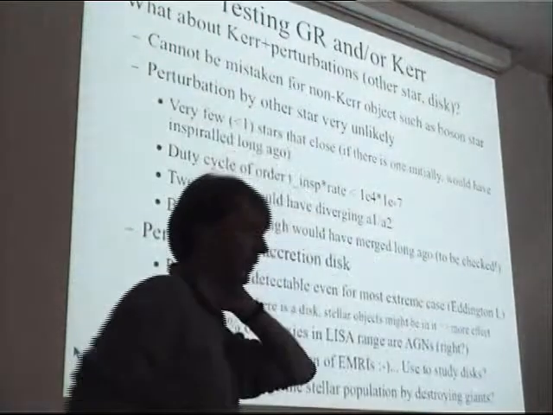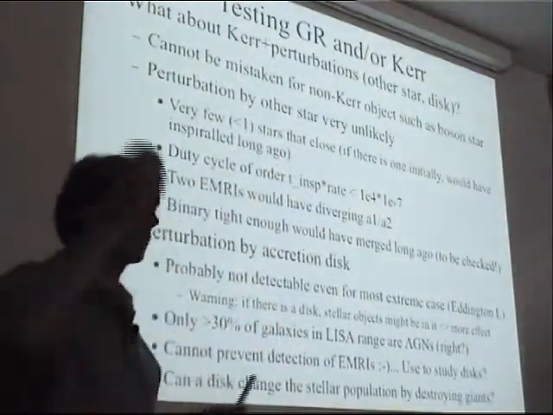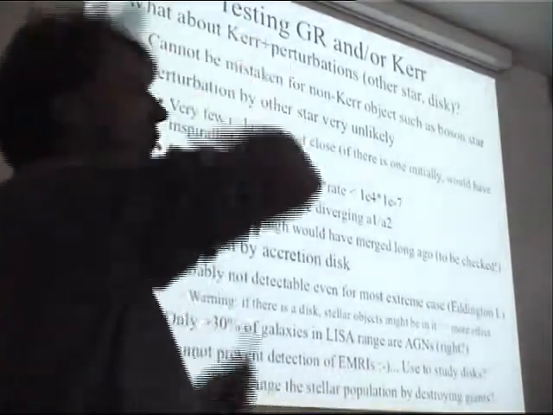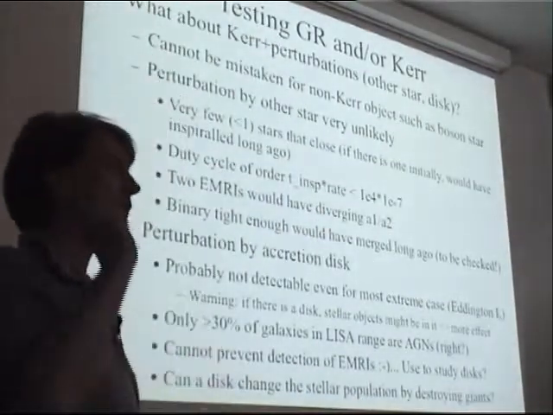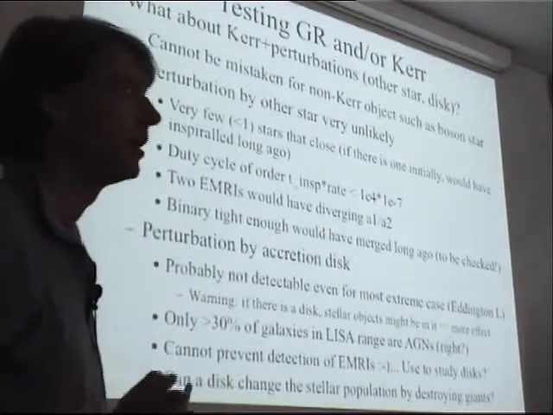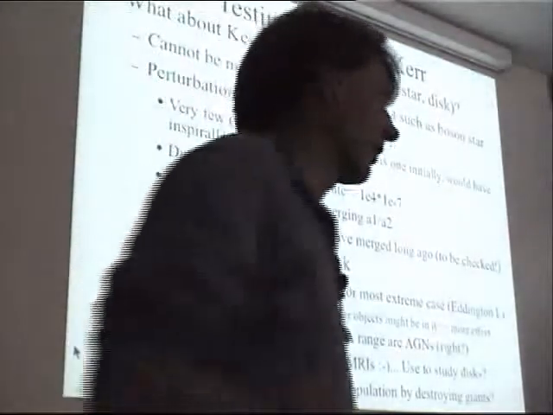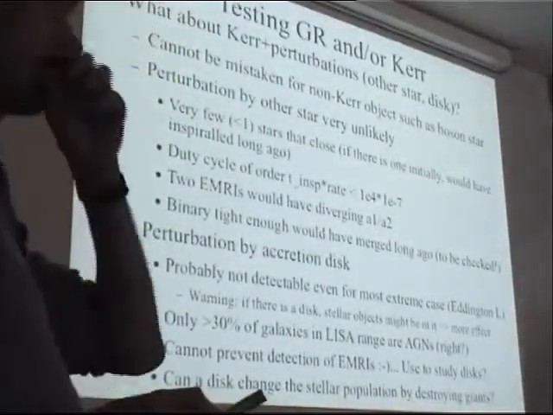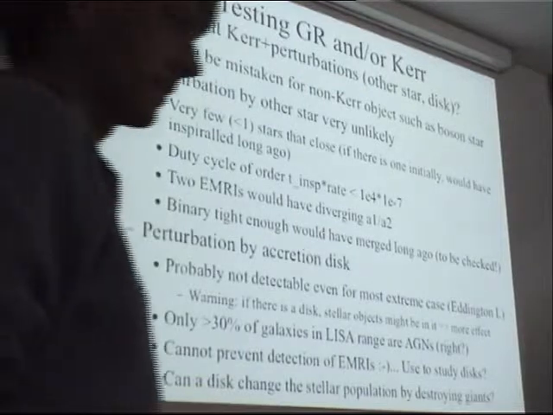And that's the point that Melvin raised: in an object like an AGN where you have an accretion disk, the stars will collide with the disk. Can this actually change the population of stars by destroying giants, say, so that you stop stellar evolution and you never form stellar black holes? I don't know. I'm kind of skeptical, but maybe it's something interesting to consider.